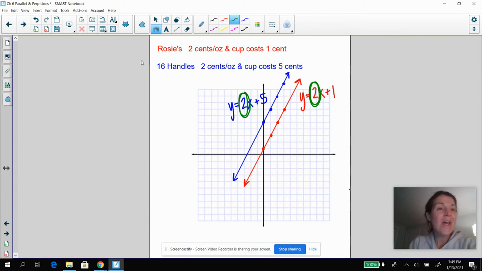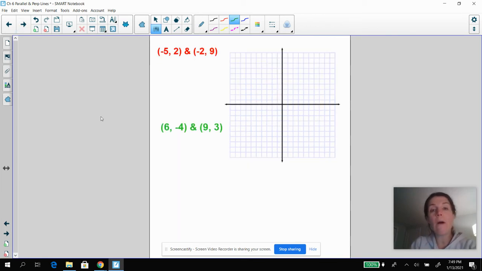All right. So now I'm going to have you pause the video again, and I want you to do two things. The first is find the slope of the line in between the two red points and the slope of the line in between the two green points. And then I want you to graph those two lines. Go. All right, we're back.